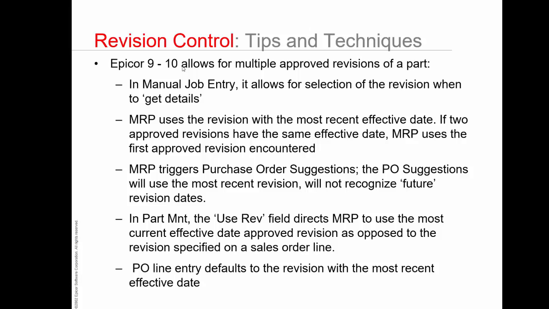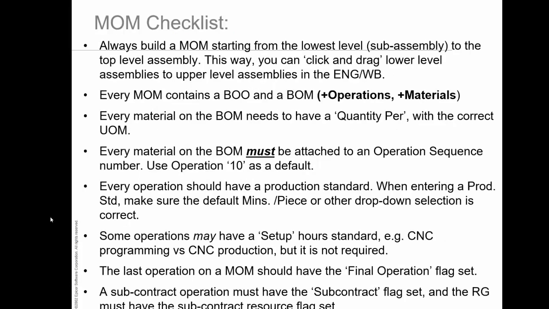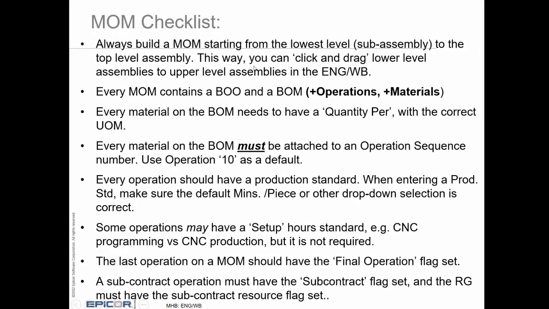Even though they're inactivated, all I've got to do, if I want to build that J revision, is go in, prove it, build it, give Marty all the instructions and everything, and away we go with that one. On the MOM checklist, this is the last slide that Mike gave us. Always build a MOM starting from the lowest level to the top level.